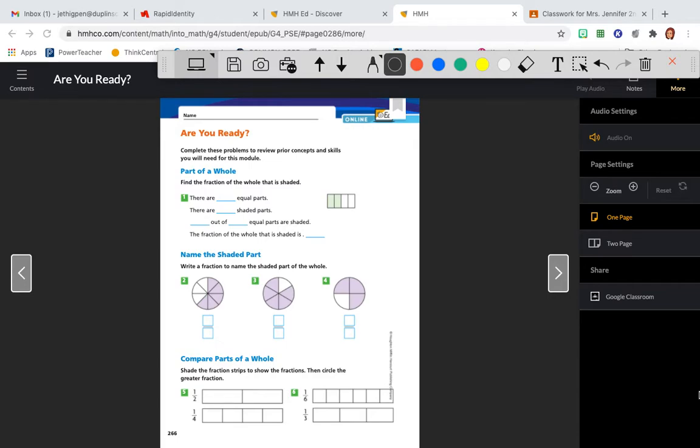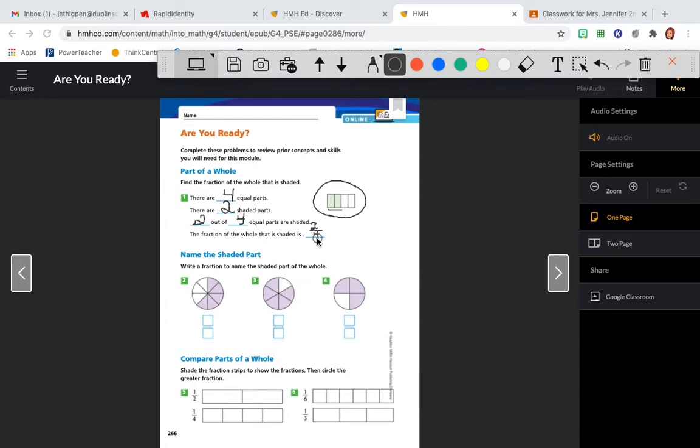There are blank equal parts. So they want us to use this shape, and we see that there are 4 equal parts. There are blank shaded parts. There are 2 shaded parts. So 2 out of 4 equal parts are shaded. The fraction of the whole that is shaded is 2/4. Okay, pretty simple there.